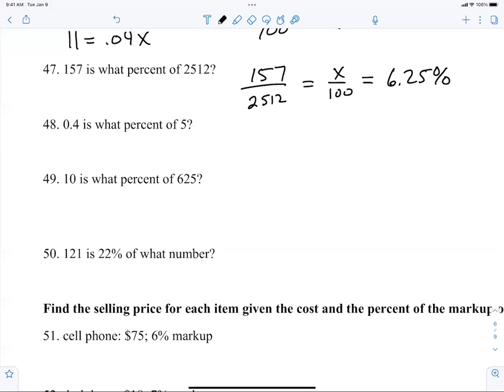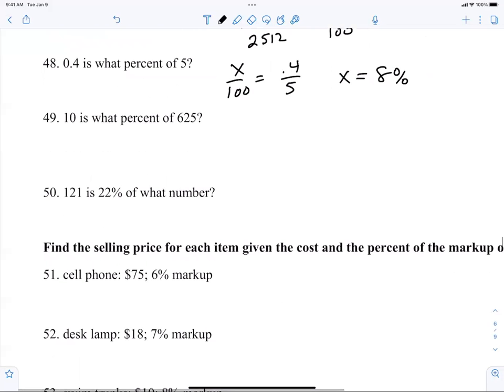Everybody good? All right, now tell me. So I did x over 100 equals 4 over 50. Thank you. And then I got 8%. Everybody happy with 8%? Good. All right, here we go.